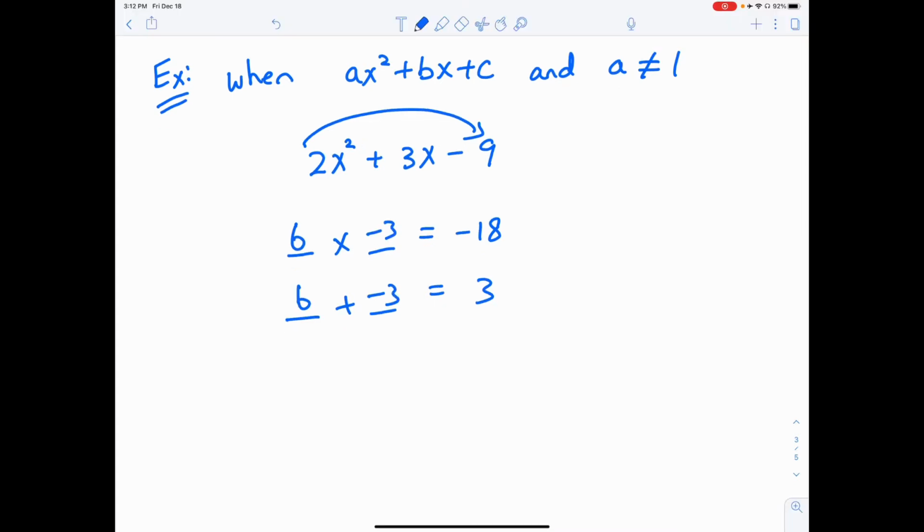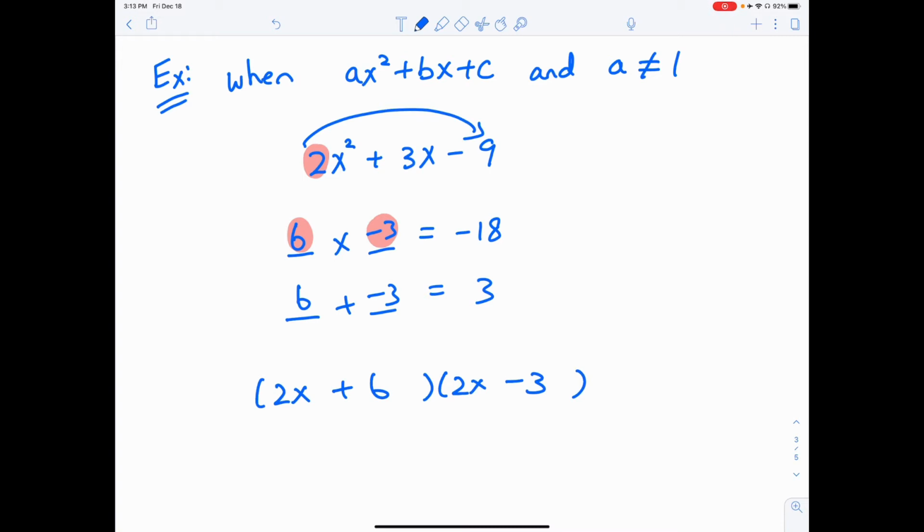Now with Baum's method, the first thing we do is we take a look at our lead coefficient. Our lead coefficient here is a value of 2. So what we end up doing is we're putting in 2x into both brackets. One gets the 6 and one gets the minus 3. And again, those numbers come from the two numbers that we had that satisfied our two equations here.